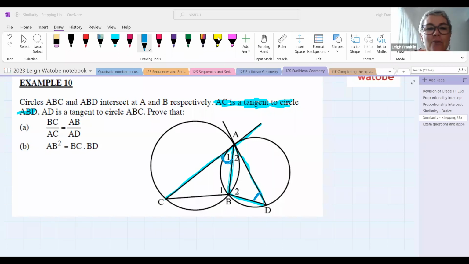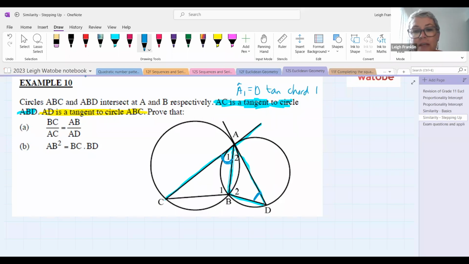Okay, now they also tell us that AD is a tangent to the circle ABC. So now that I showed you with the blue one what to do, I want you to tell me which two angles they are trying to insinuate are equal to one another here. Telling us that AC is a tangent to circle ABD, they are trying to tell us that A1 equals D because of the tan chord theorem.